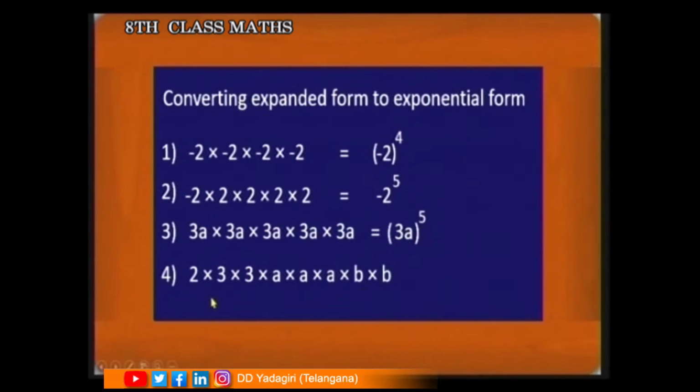Now, look at the fourth question. Here 2 is not repeatedly multiplied. So we write 2 as 2 power 1, because 2 is multiplied with itself only one time, into, and how many times is 3 repeatedly multiplied?